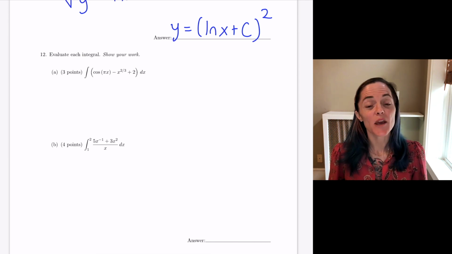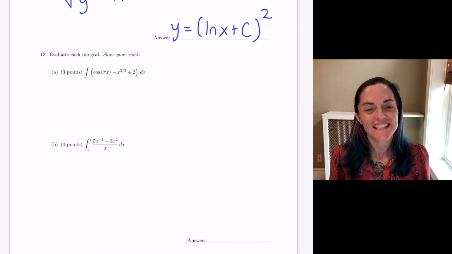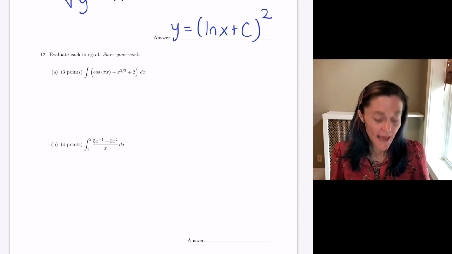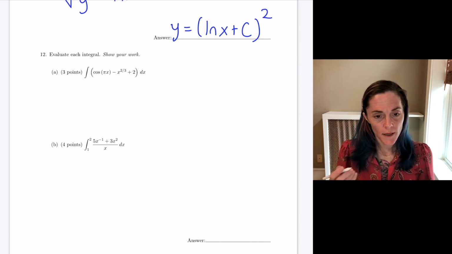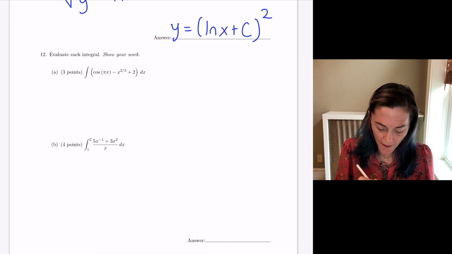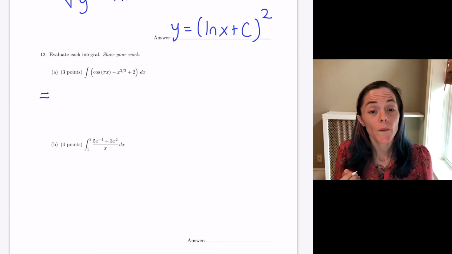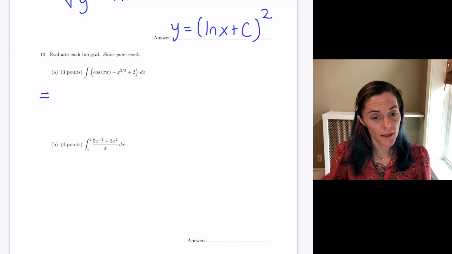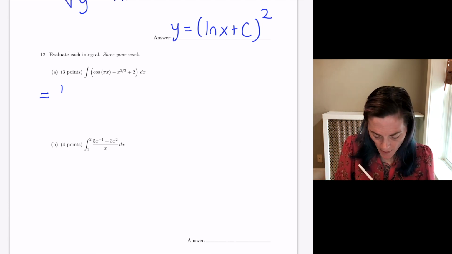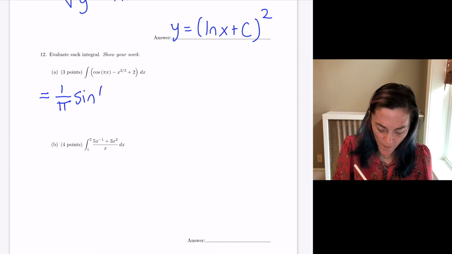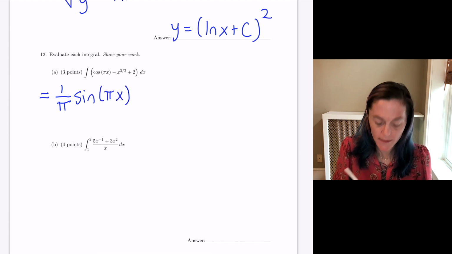Number 12, evaluate each integral. Always show our work. Okay, I think of A as really basic rules, although we do have this pi x on the inside. But when we go to integrate the cosine, we get positive sine. This pi will come out in front as a 1 over pi. So we have 1 over pi sine pi x.